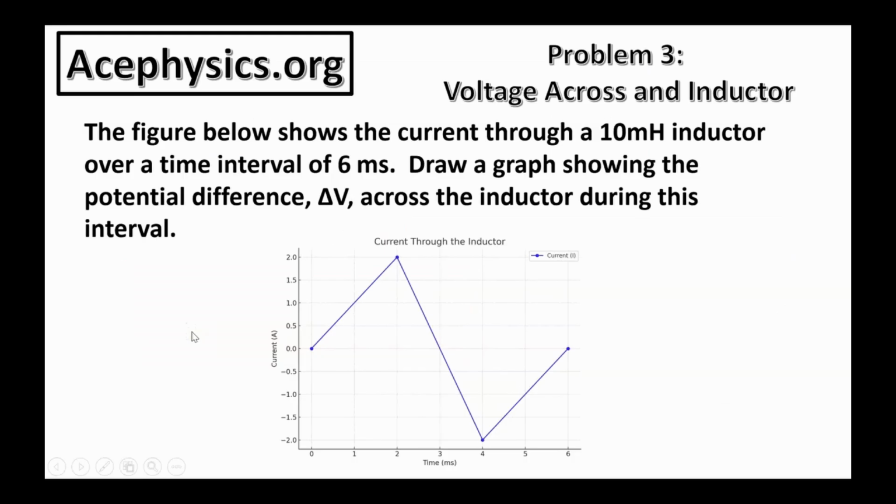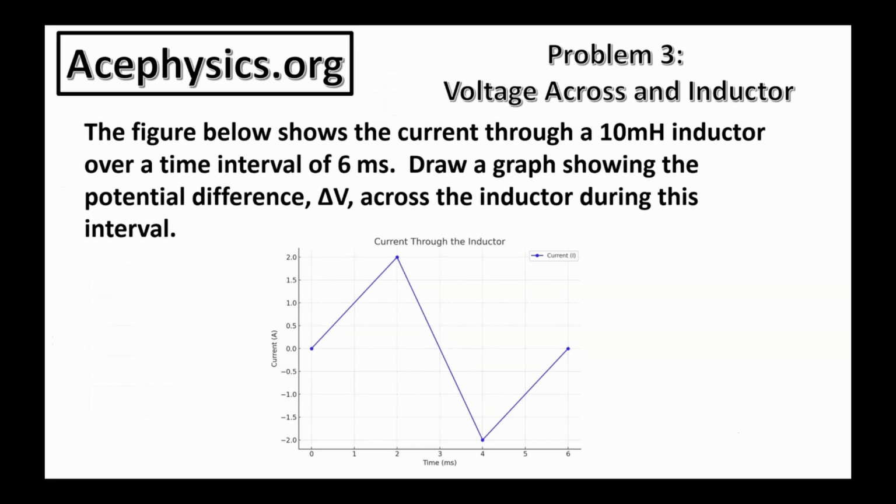Problem 3. The graph below shows the current through a 10 millihenry inductor over a time interval of 6 milliseconds. Draw a graph showing the potential difference across the inductor during this time interval. We're given a graph of the current going through an inductor, and as you can see, the current is changing with time, and we want to plot the voltage across the inductor.